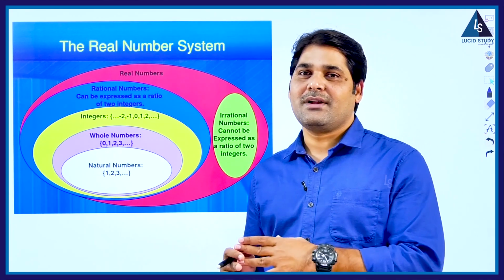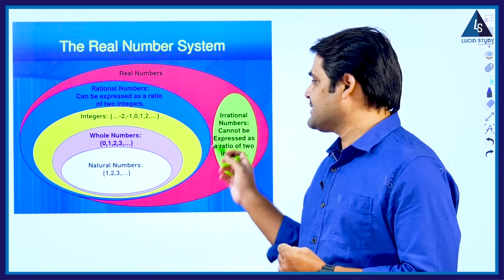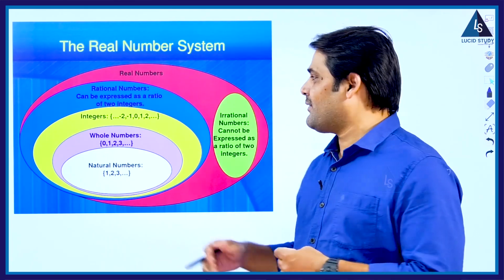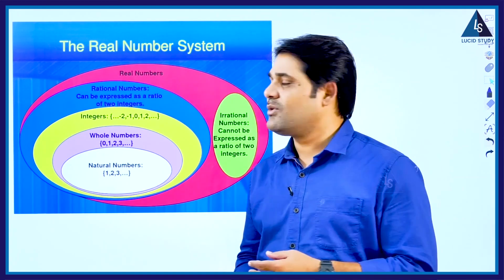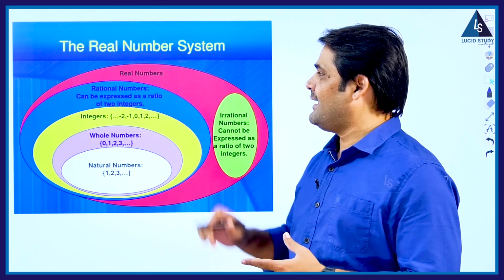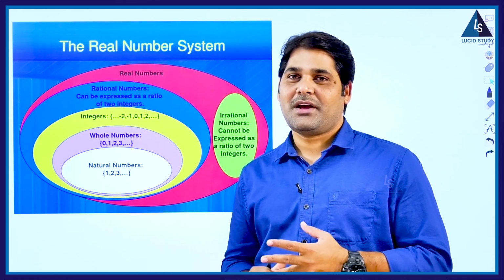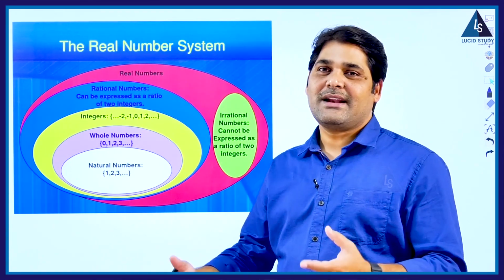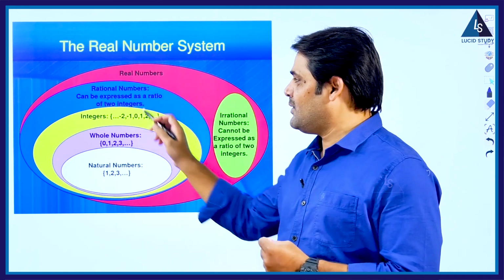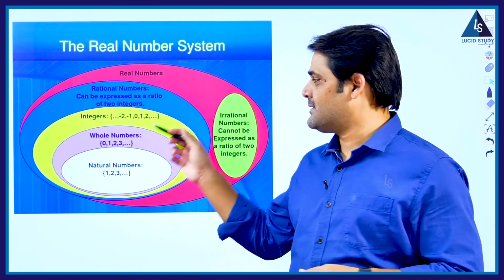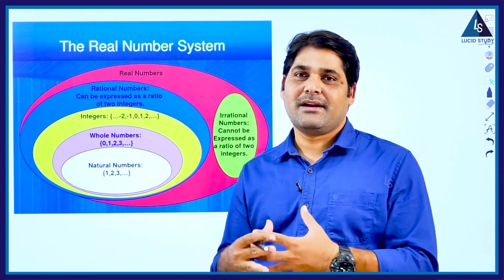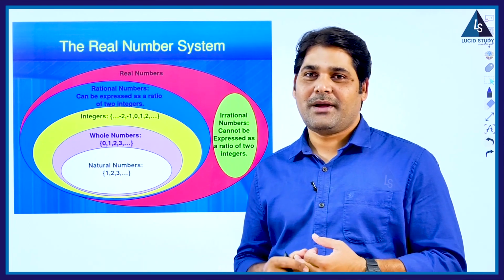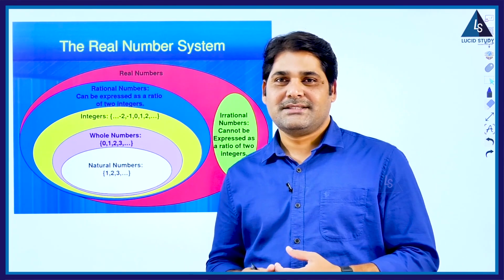After that, we found some other numbers. Those are irrational numbers, which cannot be expressed in the form of p by q. Later we mixed these two kinds of numbers into one group, and we call them real numbers. Real numbers is the biggest set that contains all the numbers: rational numbers, irrational numbers, integers, whole numbers, natural numbers. All these are mingled into one group, which we call real numbers. That is what we are going to discuss in this chapter.